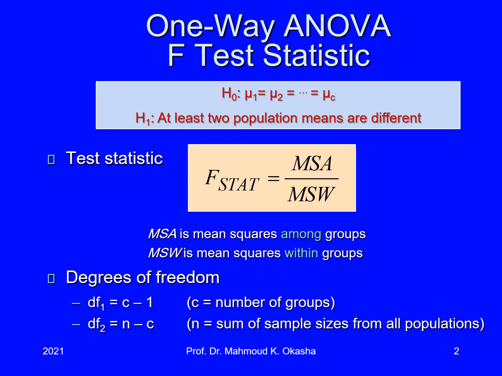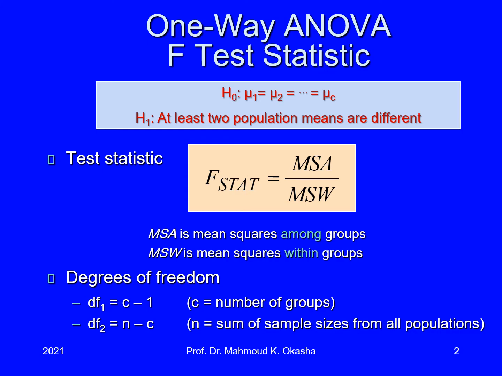The c is the number of groups, and n is the number of observations in all samples. So the first degree of freedom is c minus 1, and the second one is n minus c. And that is the test statistic. We compute it, and then we compare it with the tabulated F distribution, which is what we get from the table.